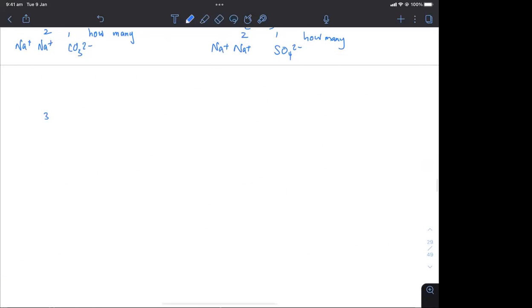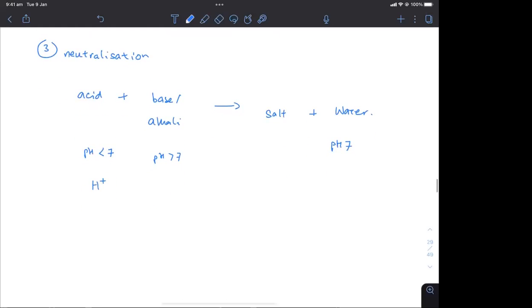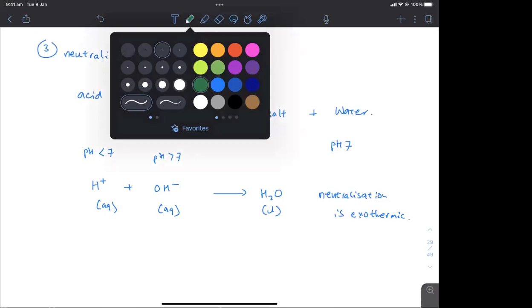The third general reaction is what you call neutralization. Neutralization is between an acid and a base or an alkali, and then acid reacts to give you salt. With pH below 7 and pH above 7, you give pH 7, it's just salt and water. Neutralization reactions are quite nice in the sense that you have aqueous H plus and OH minus ions, and then you will just get H2O liquid. And you should know neutralization is exothermic, because here you are not breaking any bonds at all. In fact, you are just forming bonds.